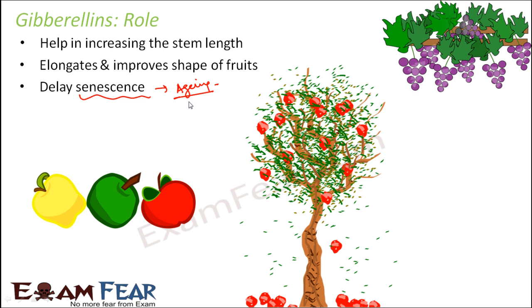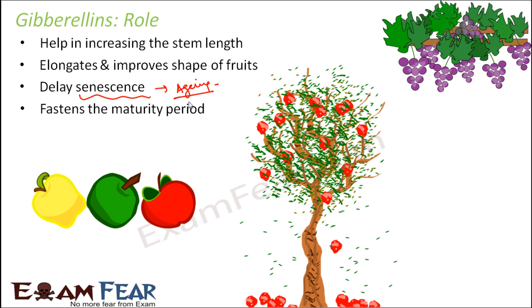But if you want to make it available for more months, what can you do? If you can make oranges stay on the tree for some more time, you can increase the market period of orange, or you can increase the availability of orange. So exactly that is what it does. Gibberellic acid will delay the aging of the tree. As a result, fruits will stay there for a longer time, so their availability will be increased.